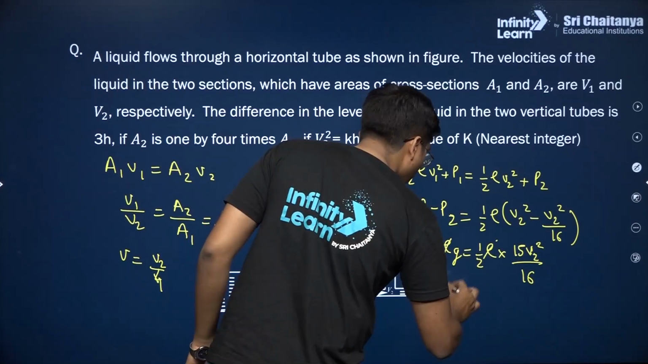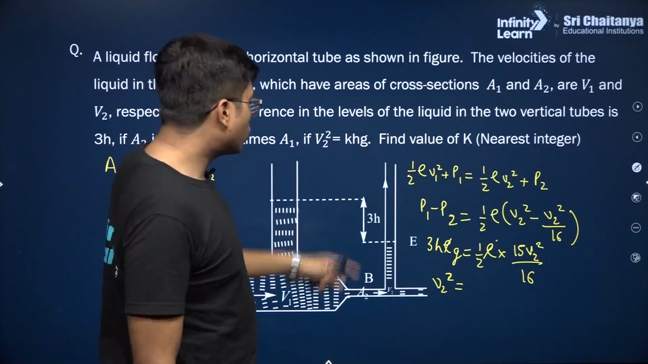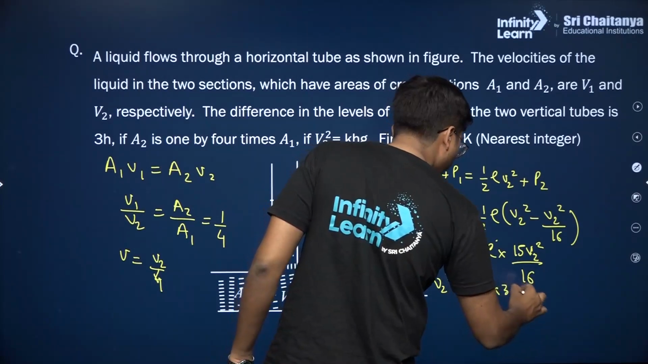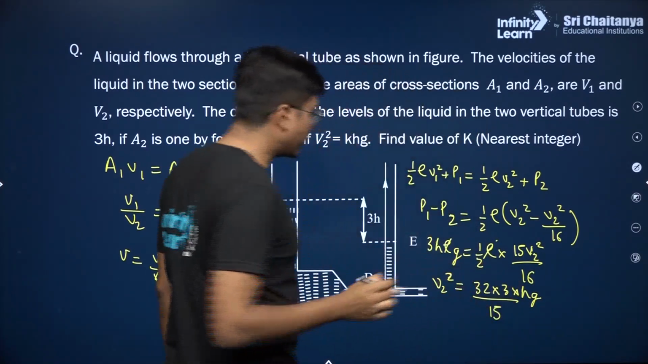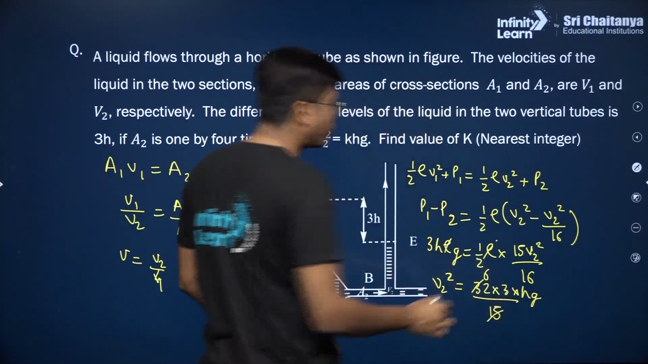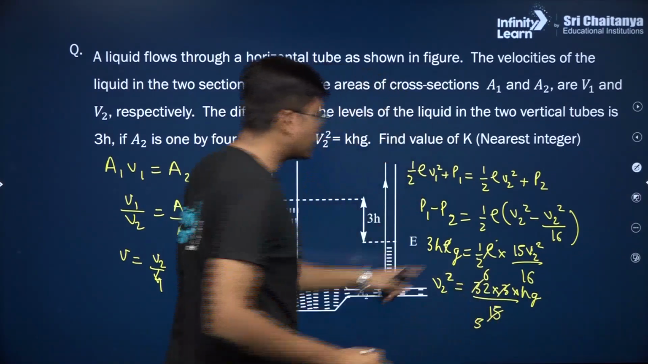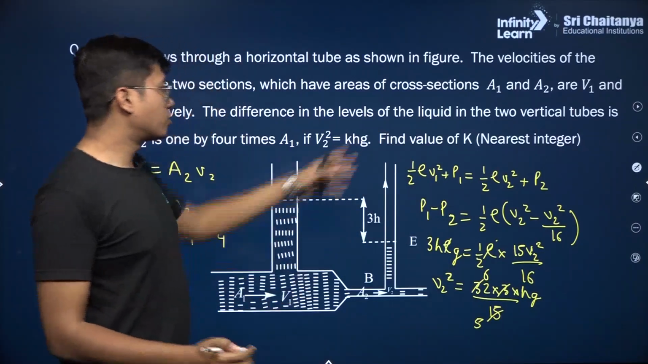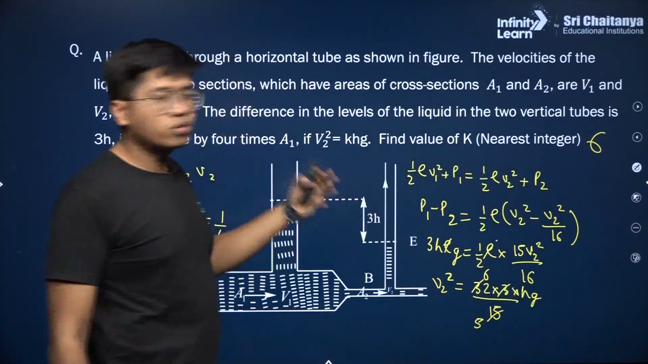We will get V2 square is equal to 16 into 2 is 32, 32 multiplied with 3 into Hg, that stays as is, divided by 15 over here. So roughly you can get an idea that 3 will go with 15 here to give you 5, 5 will go with 32 here to give you 6. So that would be somewhere close to 6. Since we need it to the nearest integer, your answer here would be 6. V2 square is equal to roughly 6 Hg.